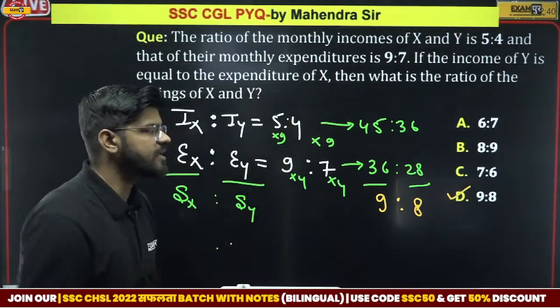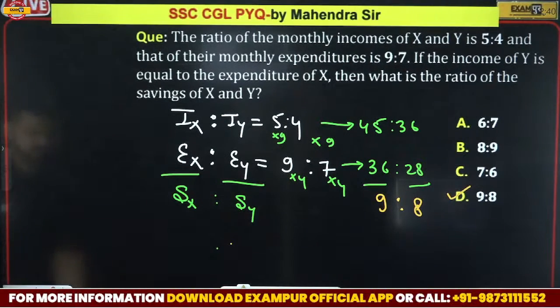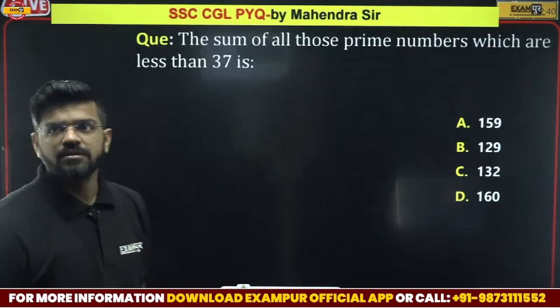That means option number D is my right answer. 9 is to 8. Yes, Suhan, absolutely correct. Superb. Very good.